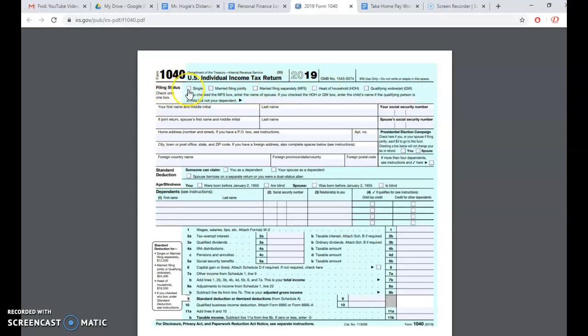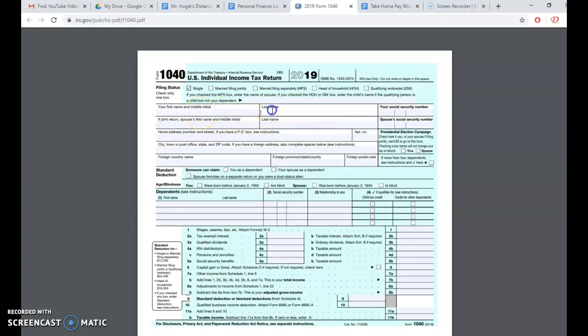So, filing status. Until you are married, you'll click single. This would be a married couple filing together as one household. A married couple filing separately would mean that they each have their own tax return form. Head of household would be one person with dependents. And lastly, we've got a qualifying widow or widower, which would mean that they have a spouse who passed away.